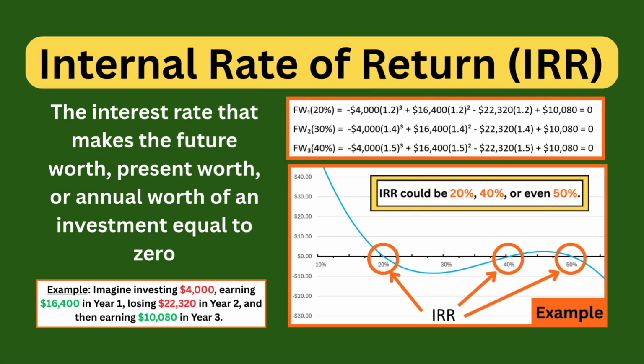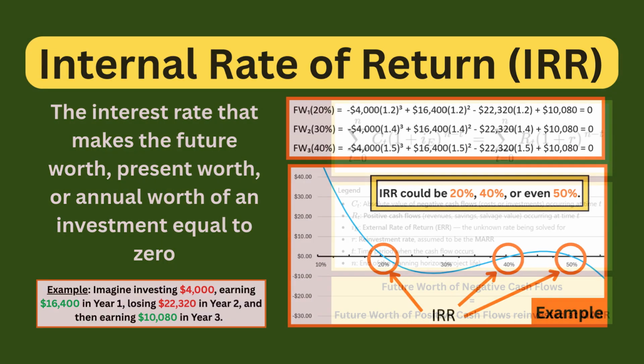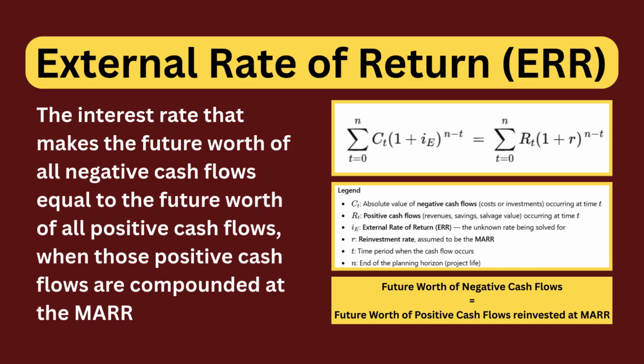When people talk about a rate of return, they're often referring to the IRR. IRR is the interest rate that makes an investment break even in present value terms. While it's a common metric, it can become unreliable when cash flows change direction more than once, sometimes producing multiple answers for the same project. That limitation is exactly why the external rate of return was developed.